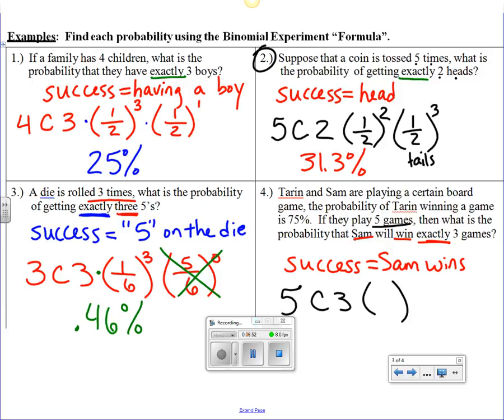What's the probability that Sam wins? Well, 75% is Taryn winning. So for Sam to win, that would be 25% because they have to add up to 100. And we want him to win 3 times. So the probability of Sam not winning would be 75 because that means Taryn wins. And how many games will Taryn win? 2 because there's 5 total games. All right, once again, you type that in your calculator and you get 8.8%. Feel free to pause this at any time if I'm going too fast.